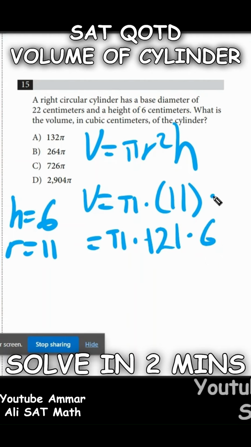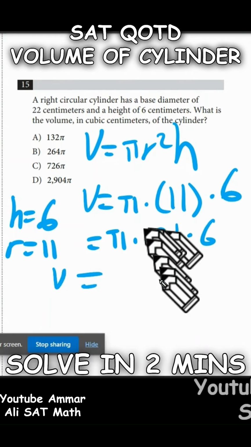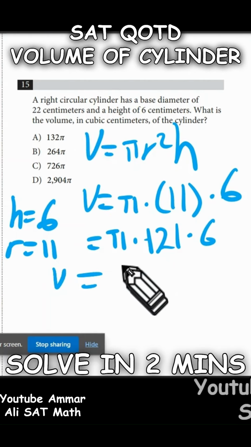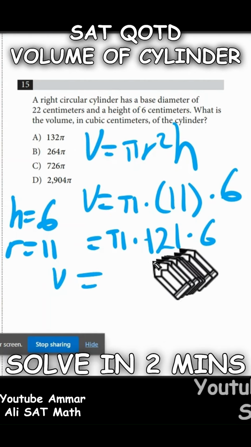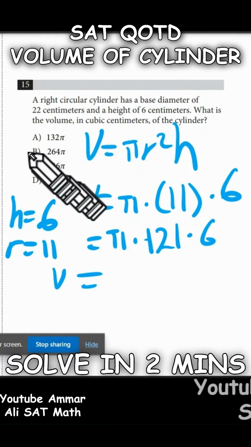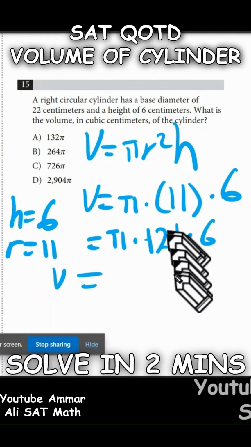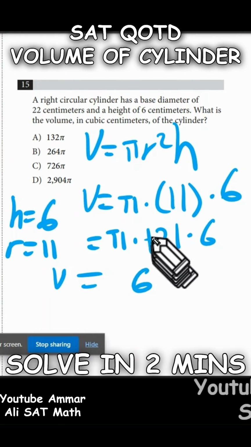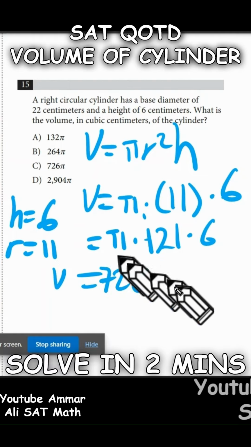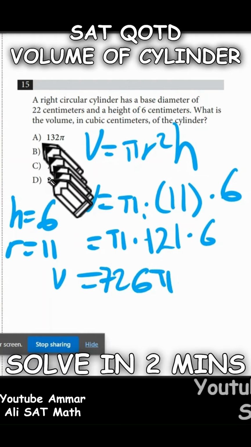I don't know why that times 6 went away. And then we're just going to do 6 times 121. So our volume is going to be equal to 6 times 121 times pi. And luckily they gave us all our answers in terms of pi, so we don't actually have to multiply the pi into our final answer, right? We just leave it outside, kind of like how they're given right here. So 6 times 1 is 6. 6 times 2 is 12. Carry the 1. And then 6 times 1 is 6 again, plus 1, 726. And remember, we have that pi, so there's our answer, 726 pi.